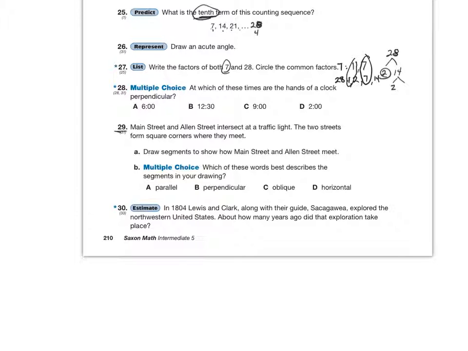Now we're on 29. Main Street and Allen Street intersect at a traffic light. The 2 streets form square corners where they meet. Draw a segment to show how Main Street and Allen Street meet. So you can just do this and then draw the segment there that makes it square. And which of these words best describes the segment in your drawing?